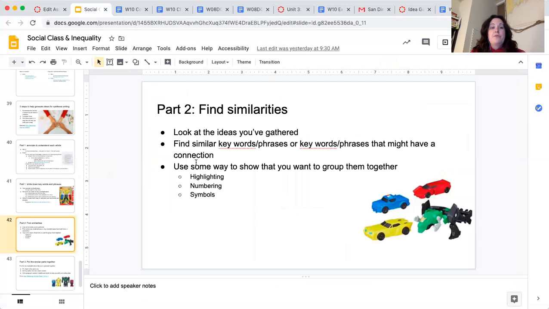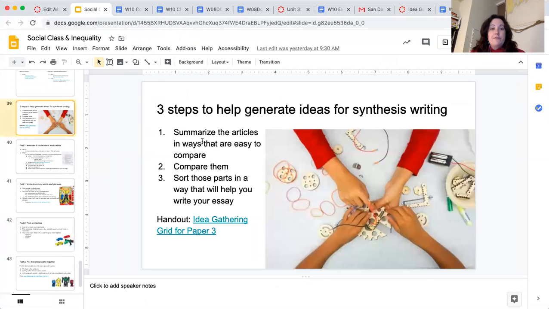So again, we've done our first step. We've looked at the articles and broken them up. We've summarized the articles in ways that are easy to compare by breaking them up. We've compared them, using highlighting to find the parts that are similar. And now we're going to sort those parts in a way that will more easily help you write your essay. So we'll get back to that in the next video.